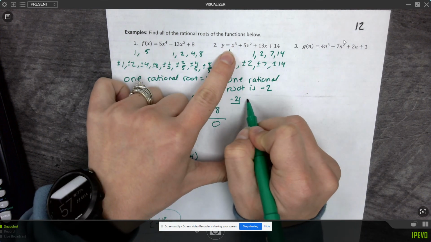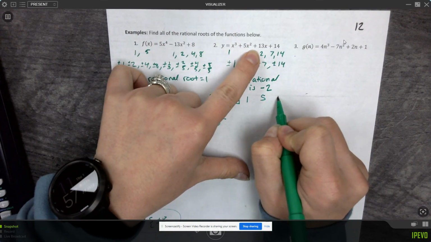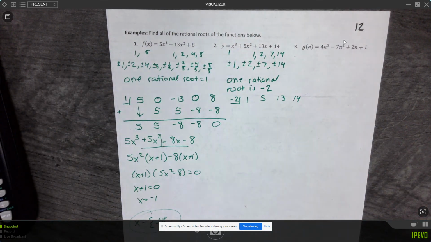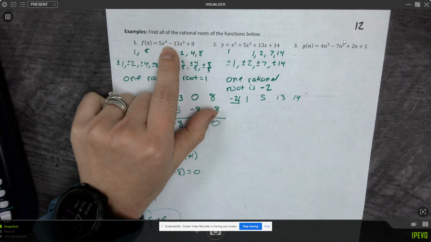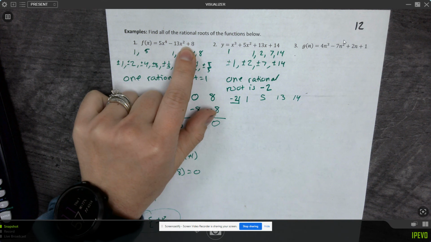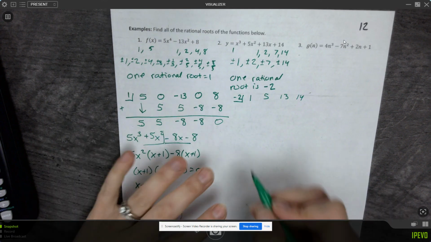So I'm going to take my coefficients as 1, 5, 13, 14. Do remember you have to have all of your terms. I have them since I have a cube, a squared, a coefficient with an exponent of 1, and a constant. So I wasn't missing any. Like back here, I only had a 4 and a 2 and nothing. So I was missing the 3 and the 1. So that's why I had 0 and 0 there.